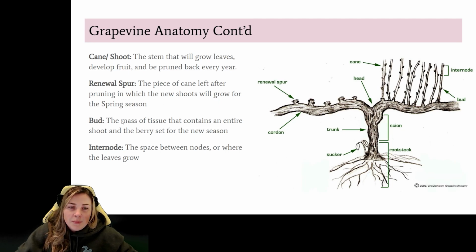Okay, the bud is a massive tissue that contains an entire shoot and the berry set for the new season. So when these sprout, they'll become these lovely shoots with leaves and more buds and tendrils on them too. We also have the internodes, which are between the buds. There's a node at the bud, and then there's the internode. So that's the reference. That's the vocabulary for that.